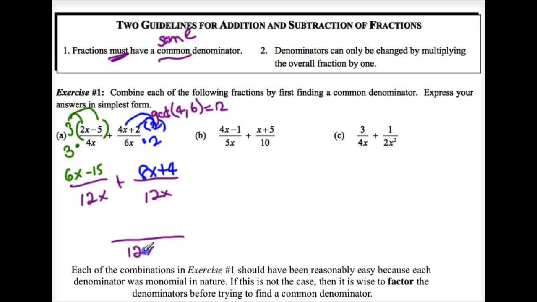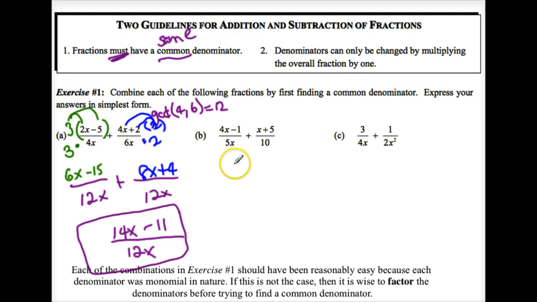Now that they have a common denominator, this is when I can combine like terms. So I know everything's going to be over 12. My like terms are my x's. So 6x plus 8x is 14x. And then what's minus 15 plus 4? That will give me negative 11. And this is my final answer.